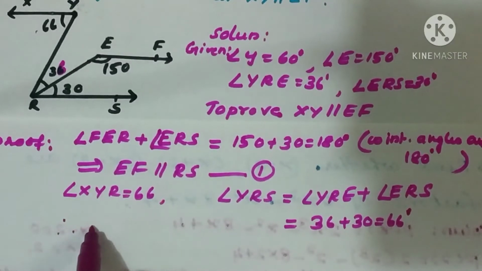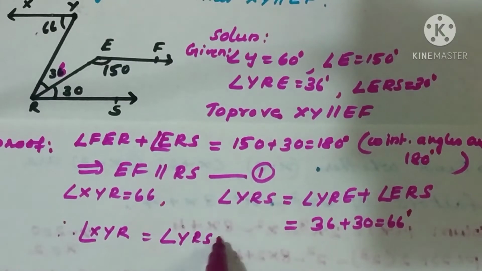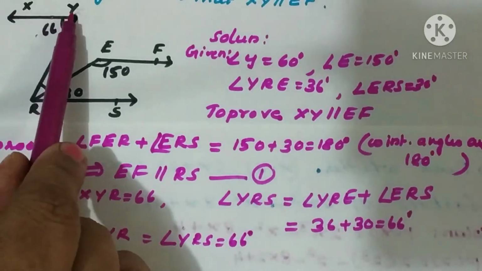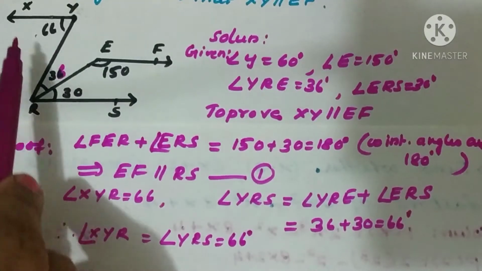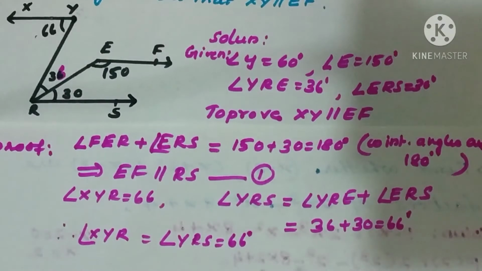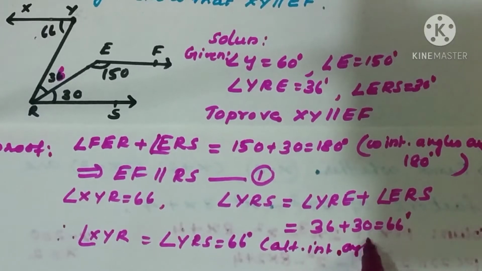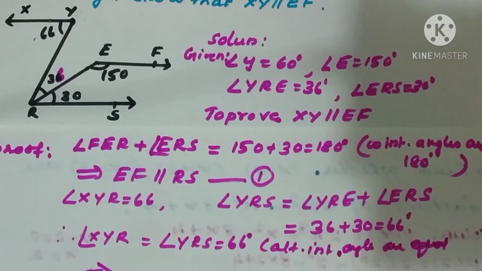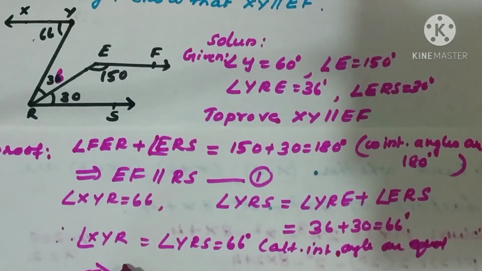That means angle XYR equals angle YRS equals 66 degrees. See the diagram: XYR and YRS. If you take these two angles, you get a shape similar to Z. Z means alternate interior angles. Therefore, we can write that alternate interior angles are equal. What is the implication here? XY is parallel to RS.